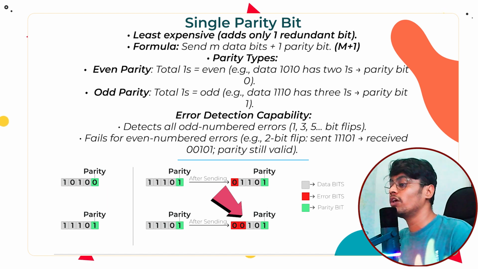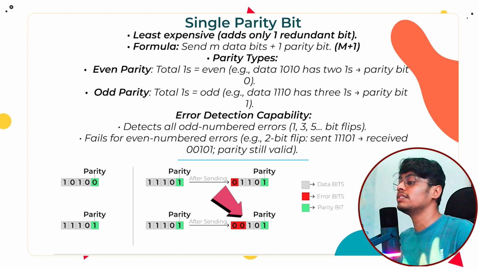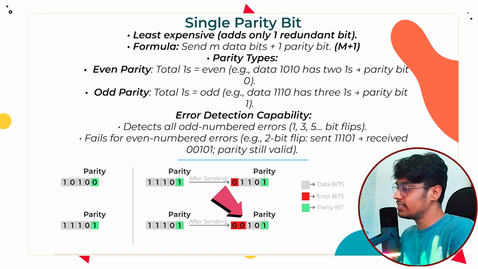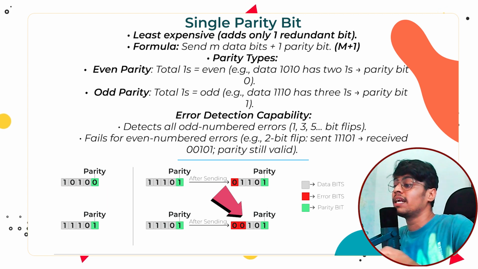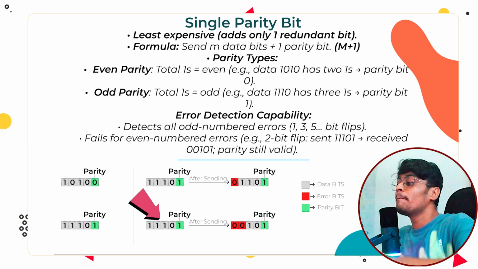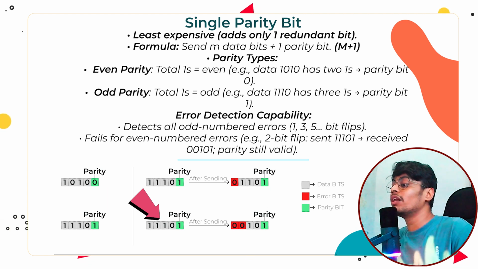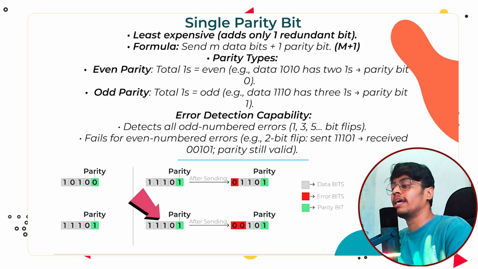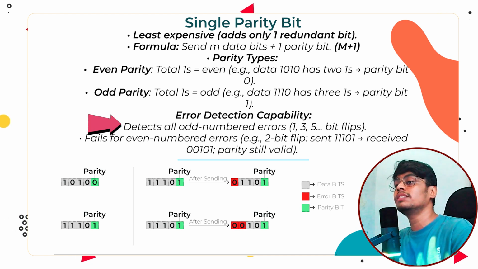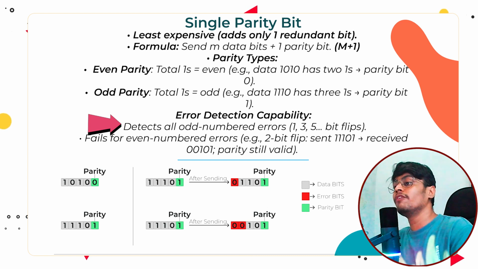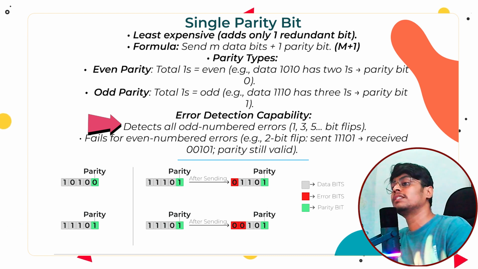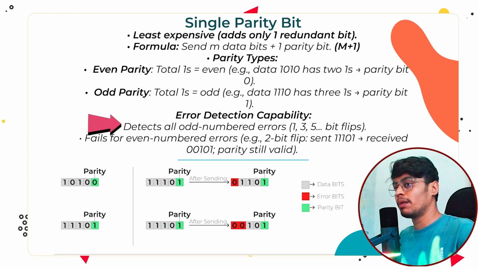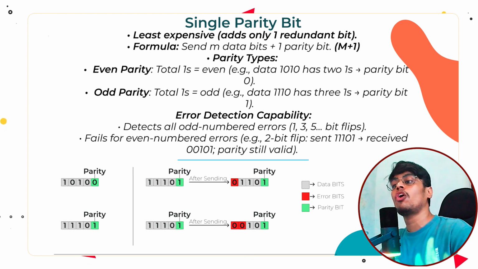Why? Because the total number of ones is 2, meaning this is an even parity. If it is an even parity, then the receiver will feel that the sender has sent this data, but the sender had sent 11101. So here detection cannot happen. So what can it detect? Single bit errors. Along with this, it can detect all errors where the number of bits changing is odd, meaning 1 bit, or 3, or 5, or 7 bits changing.